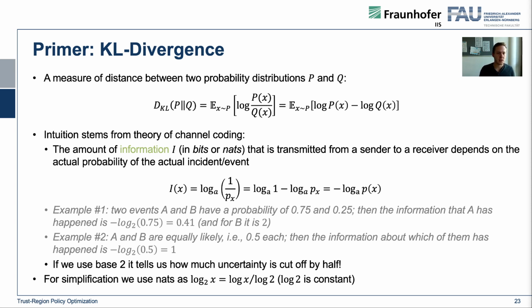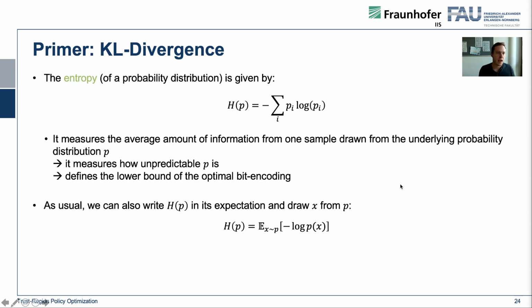For simplification, usually we use nats instead of bits, because you can convert the logarithm of one base to the other base, since log 2 is just a constant. So you can just reformulate everything and usually use nats instead of bits.